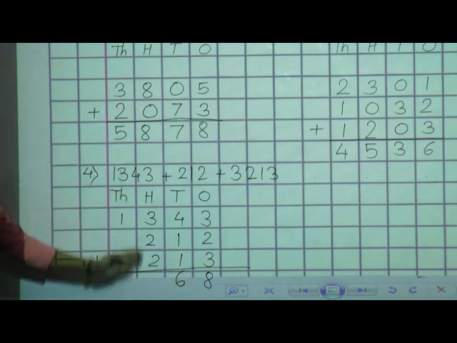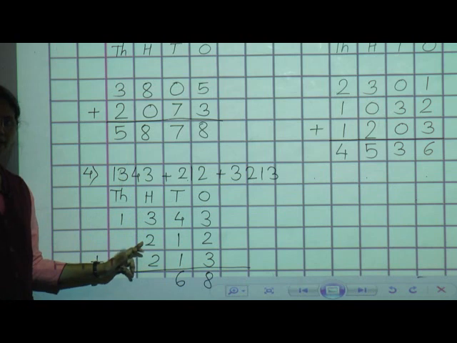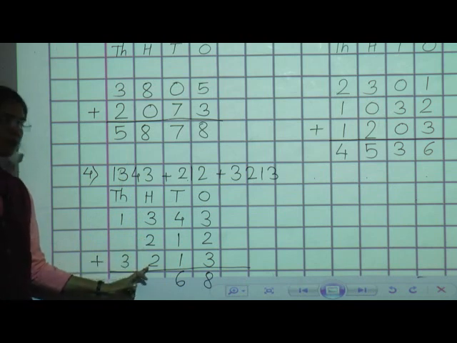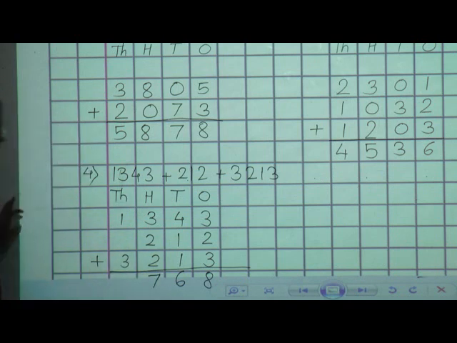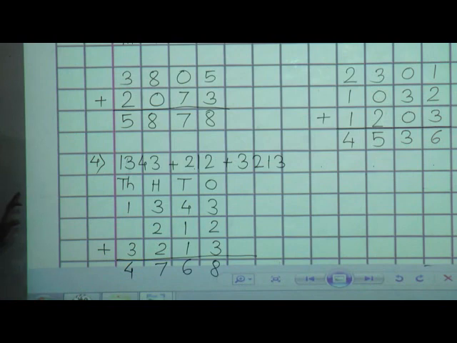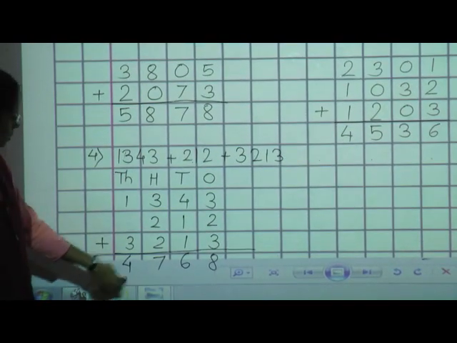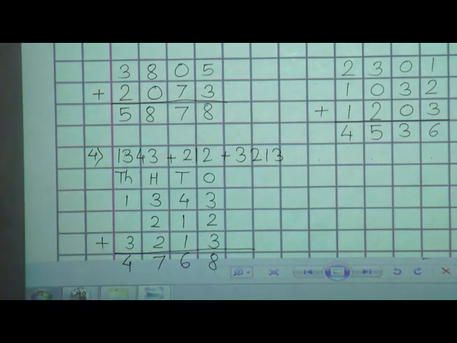Then see the hundreds place. 3 hundreds plus 2 hundreds plus 2 hundreds. 3 plus 2, 5. This 5 keep in your mind, and after 5 count 2 more fingers. 5 plus 2, 7. Now 1 plus here nothing is there, means here we can consider 0. 1 plus 0, 1, 1 plus 3, 4. So what will be the answer? The answer is 4768. Okay, then we will take another example.